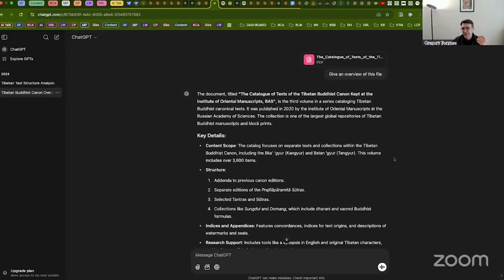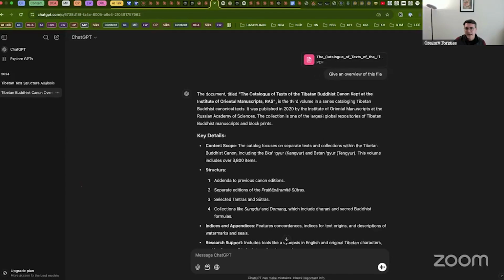So here we have these topics that are really on the border between primary and secondary sources, research, and original text. For example, catalogs, looking at things in massive catalogs. So here I upload in ChatGPT this catalog of texts of Tibet, the canonical text kept in the Institute of Oriental Manuscripts in St. Petersburg. So the Russian Academy of Science is what we're talking about.